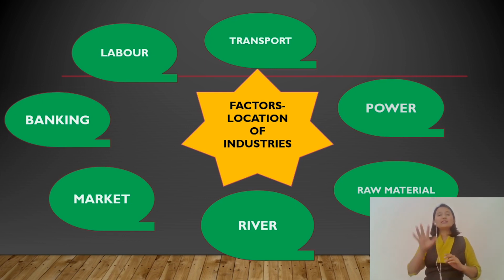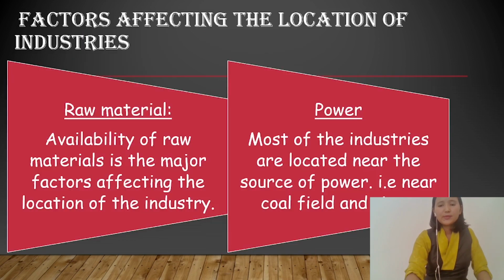So there are 7 factors which are very much needed for the location of industries, and these are raw material, power, transport, labor, banking, market, and river. So these are the 7 factors or conditions which are very important to locate the industries. Now we will discuss one by one.